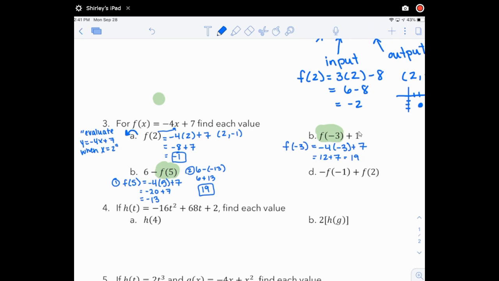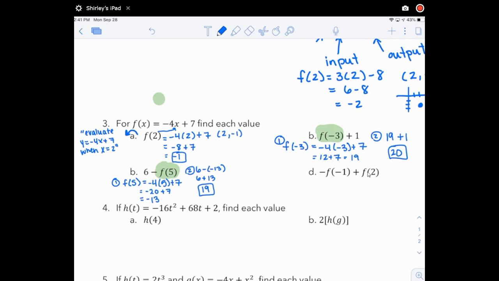I had that extra piece of my rule here. So this is my first step. Second step is to now plug in and evaluate the whole expression. So it's f at negative 3 plus 1. So if f at negative 3 is 19, plus 1, my final answer is going to be 20.